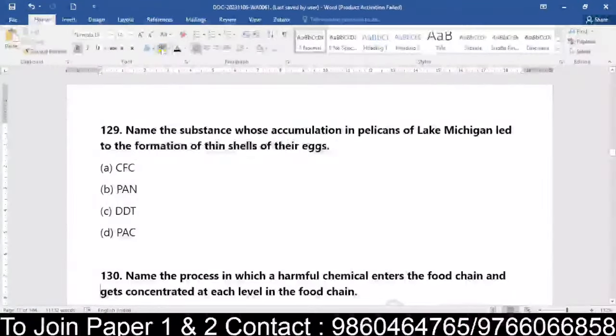Question number 129. Now, name the substance. You have to tell the substance, which is again based on acronyms, whose accumulation in pelicans of Lake Michigan led to the formation of thin shells of their eggs. Which substance has accumulated in pelicans of Lake Michigan, leading to thin eggshells? Which is that?